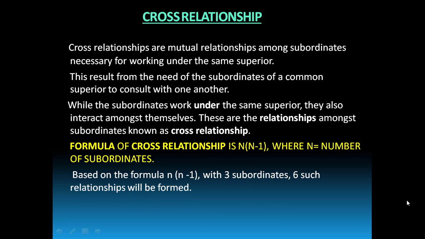And the last one is cross relationship. Cross relationship is the mutual relationship among the subordinates who are working under the same supervisor. Right? So if under a manager there are 3 subordinates, the mutual relationship of the 3 subordinates will give rise to the cross relationship. Again for this also he has given a formula, based on which we can directly find the number of cross relationships, which is n(n minus 1), where n is the number of subordinates. So if there are 3 subordinates under a superior, then there will be 6 such relationships.